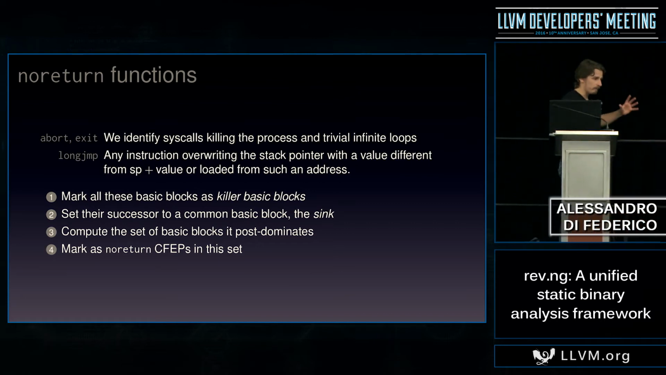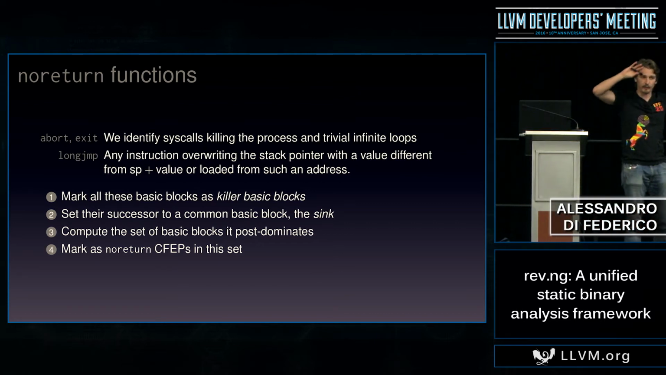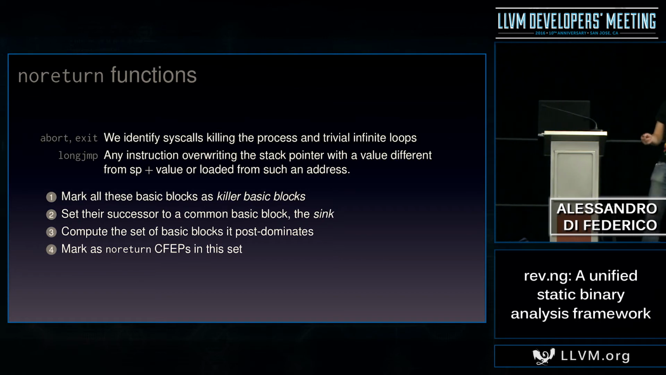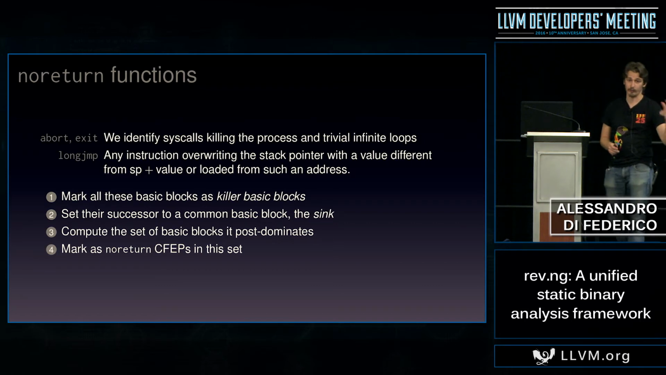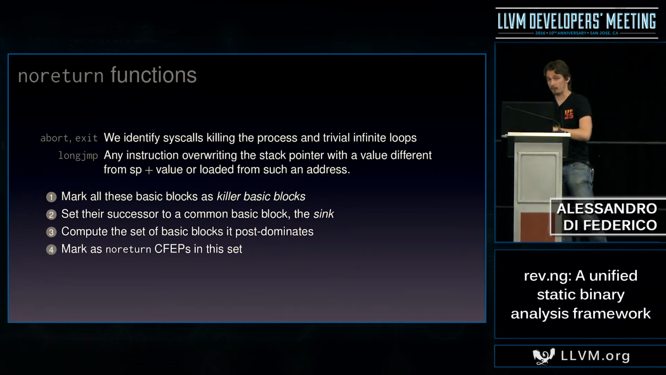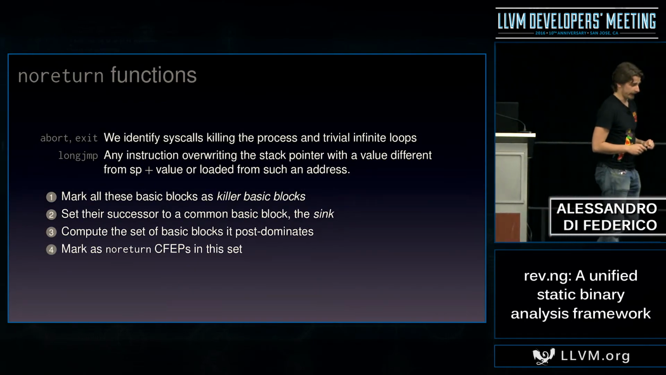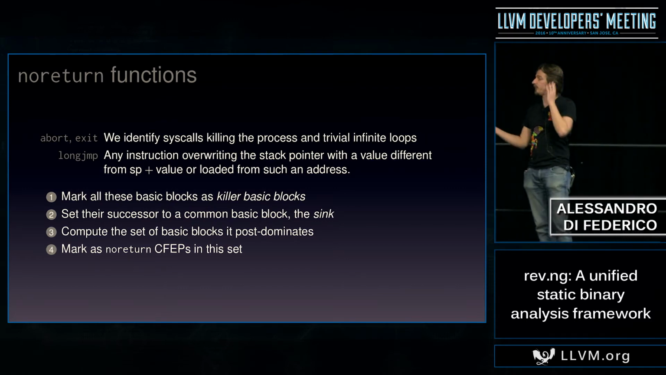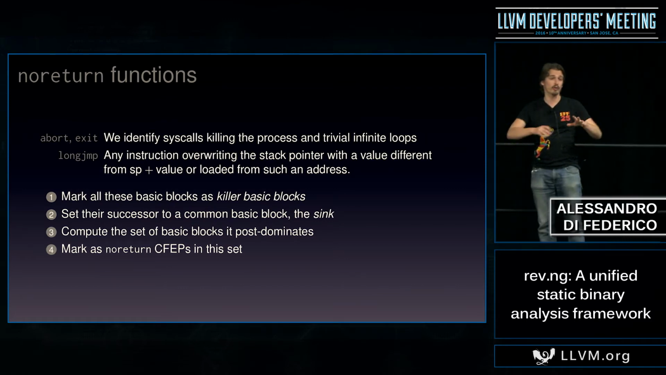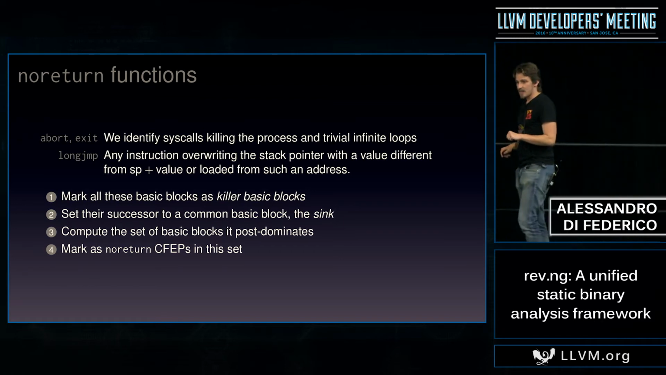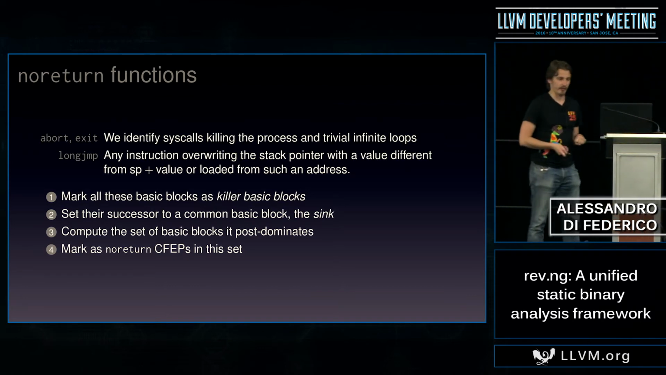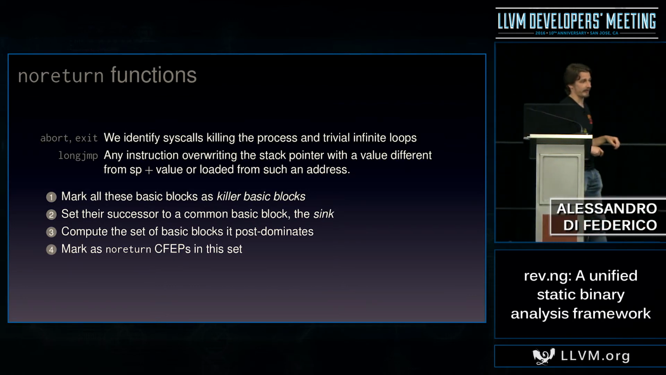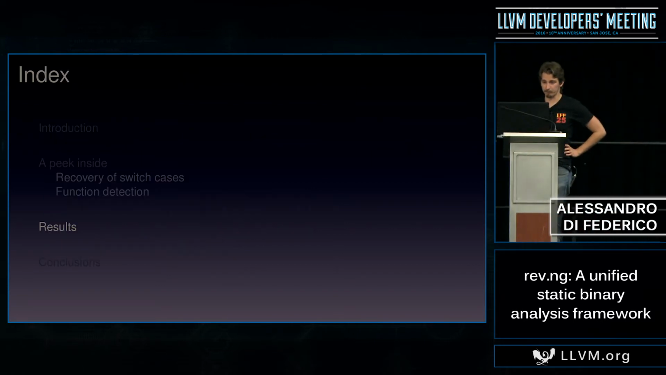And in this way, we can climb back through the control flow graph and get, for instance, to the entry point of the abort, exit, and long jump instructions, and not only consider the basic blocks that we defined as killer initially, but also possibly all the wrappers. And then we can appropriately mark this candidate function entry point as no return and consider this fact while exploring the basic blocks that are reachable by them.